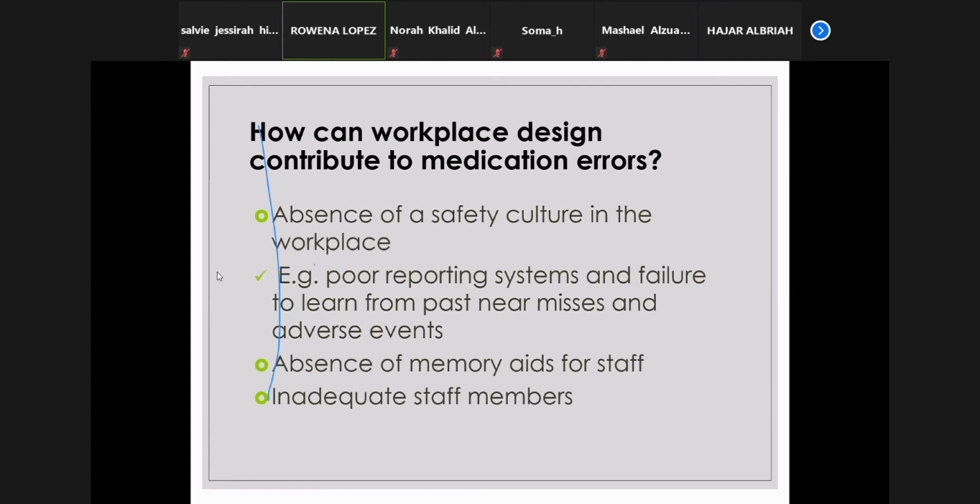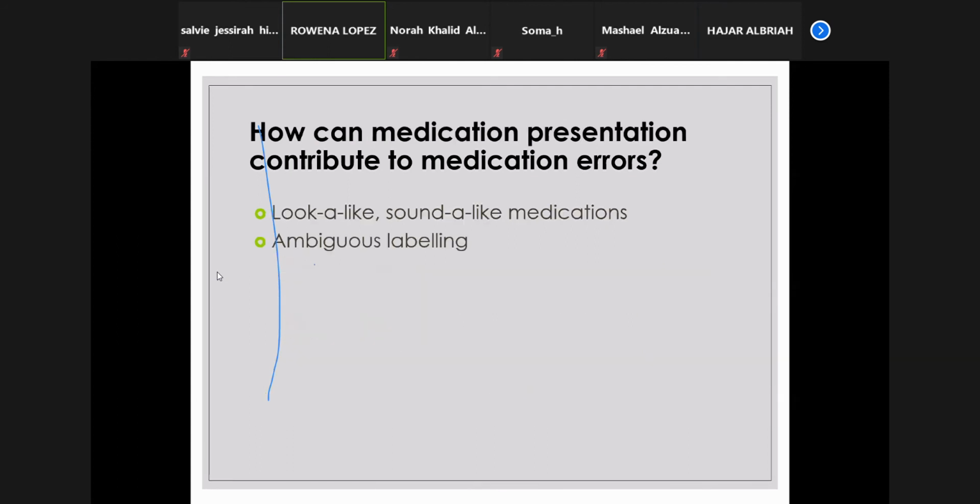In our country, in the Philippines, you might be removed from the license because this is narcotic. It's very important for you to take care of narcotics. How can medication presentation contribute to medication errors? Look-alike, sound-like medications, there should be lists, and there should be something like tall letters, small letters, then also ambiguous labeling.